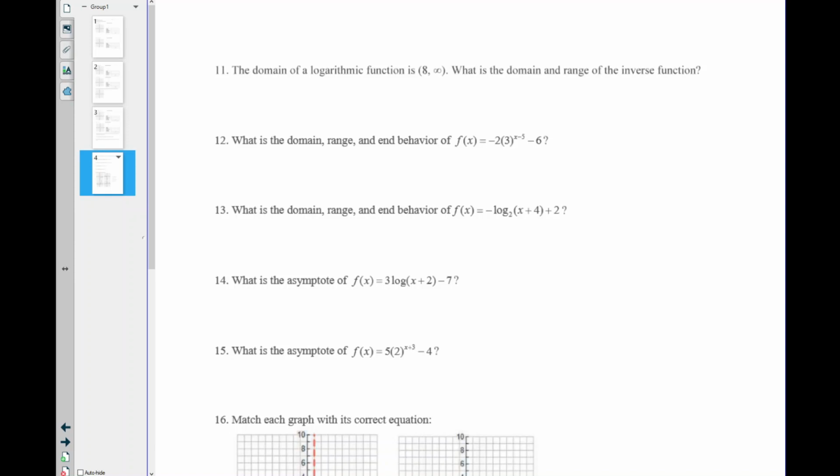The domain of a logarithmic function is from 8 to positive infinity, what is the domain and range of the inverse function? Okay. What is the inverse of a logarithmic function? An exponential. And we already know that an exponential has a domain of all real numbers. But now since they gave us the domain of the logarithmic, that domain is going to become the range. And it would be 8 to positive infinity. Since they're inverses of each other, you just swap the domain and range.